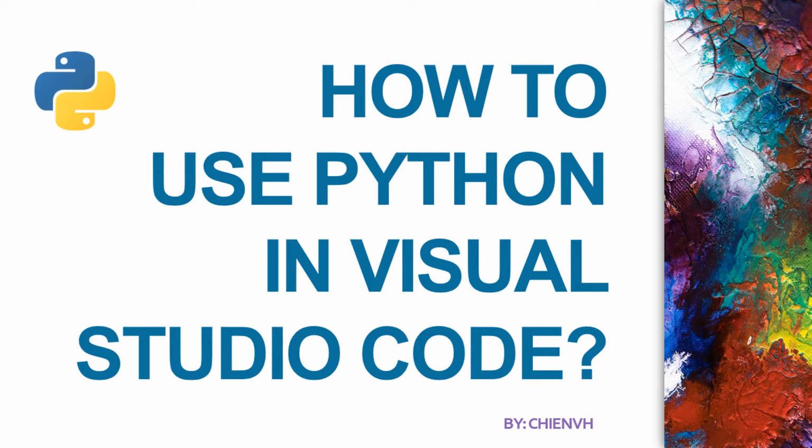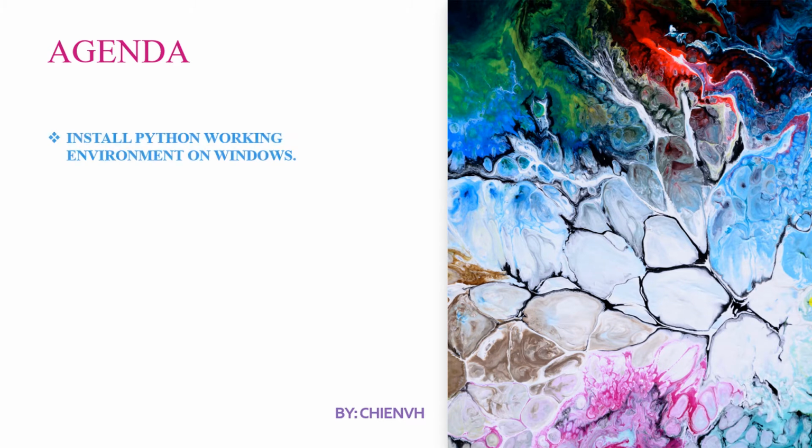Hi, in this video today I'm going to show you how to use Python in Visual Studio Code. The agenda for today: first, I will guide you how to install the Python working environment on a Windows PC. Here I'm using Windows, so I will show you how to install it on Windows. You can follow that and install it on another operating system.